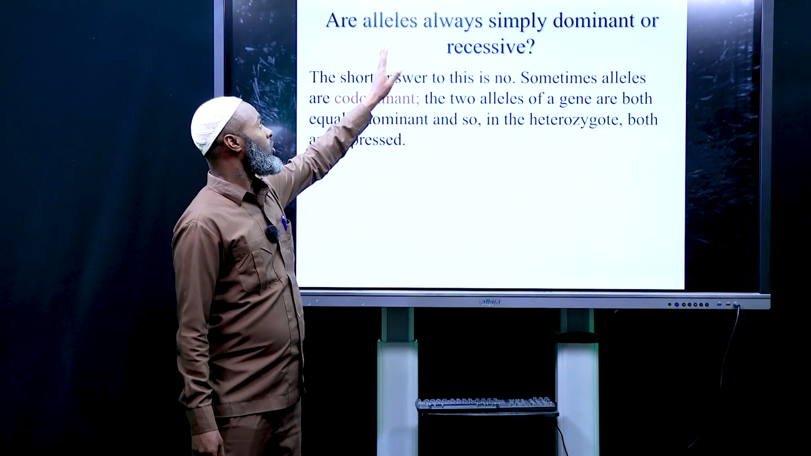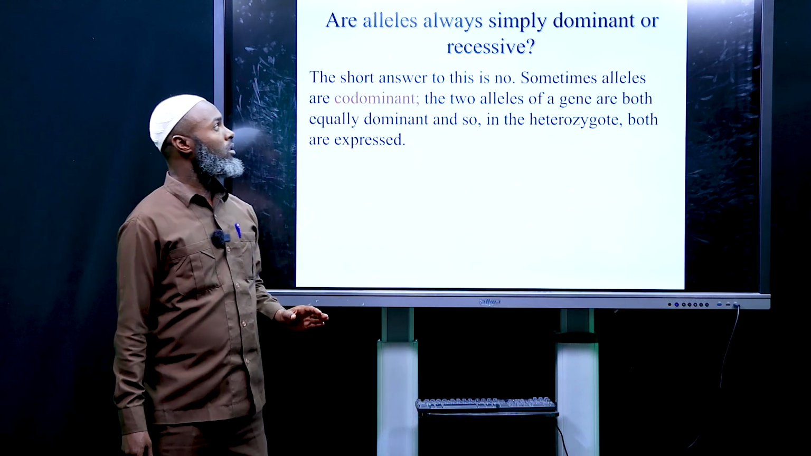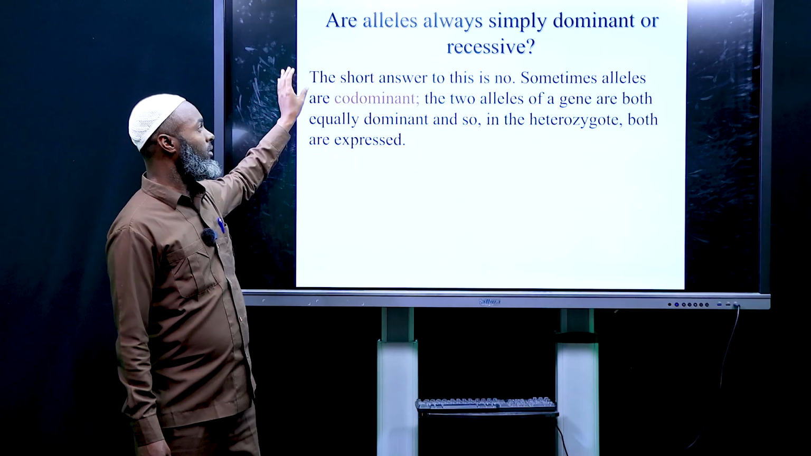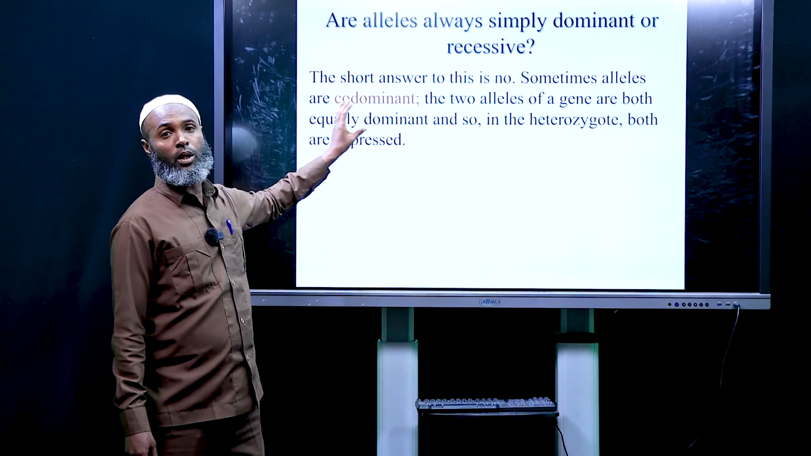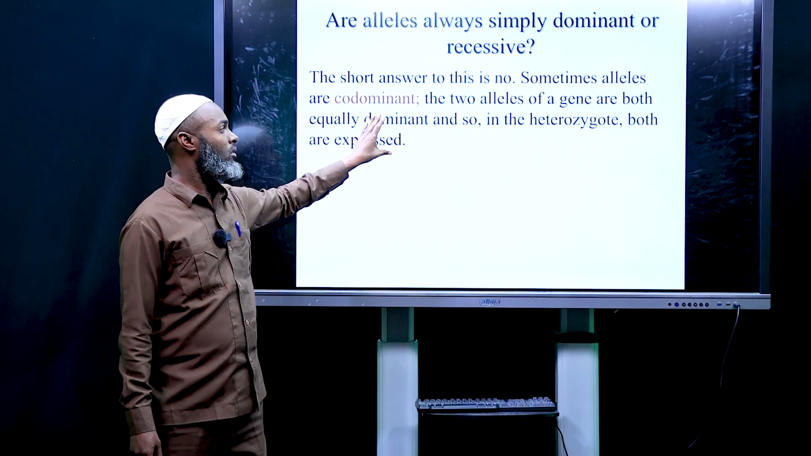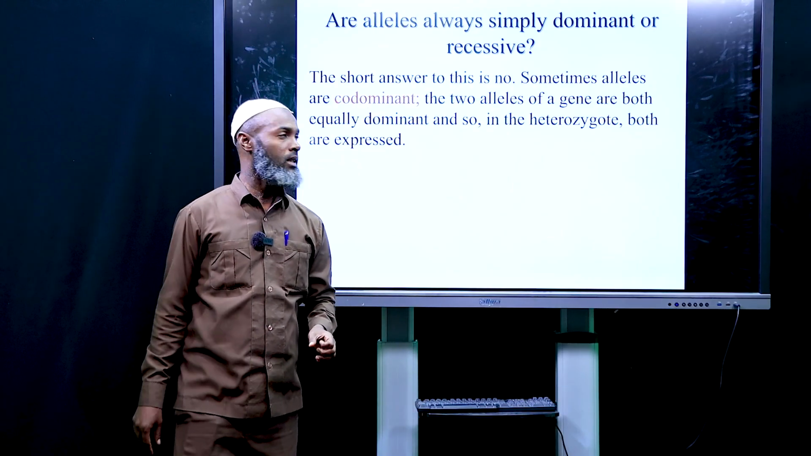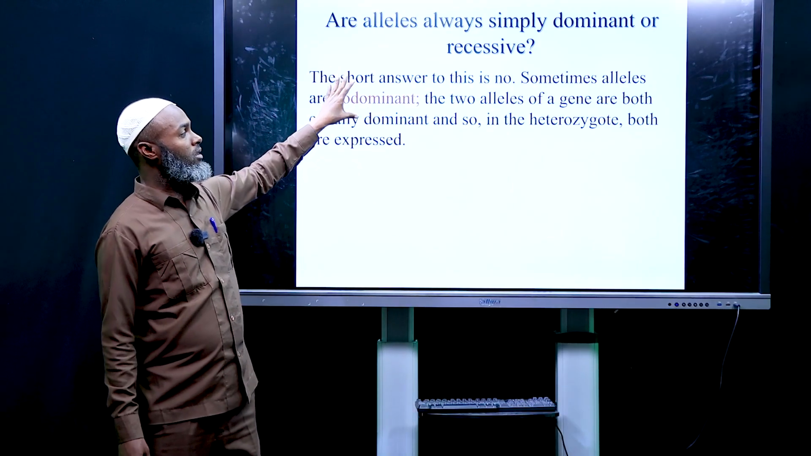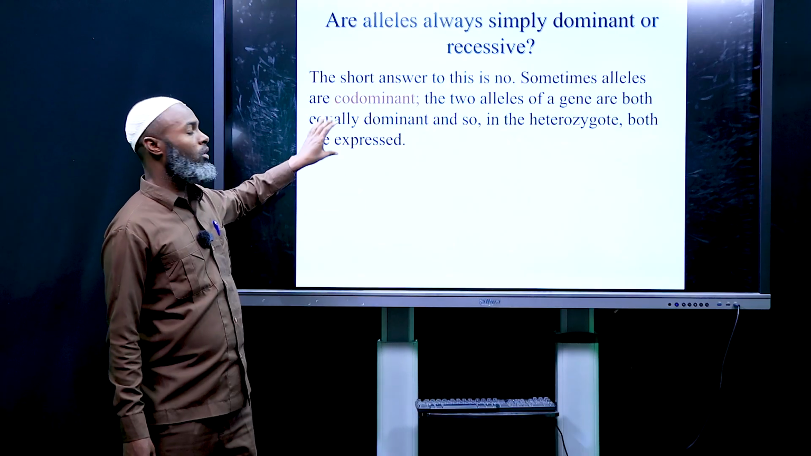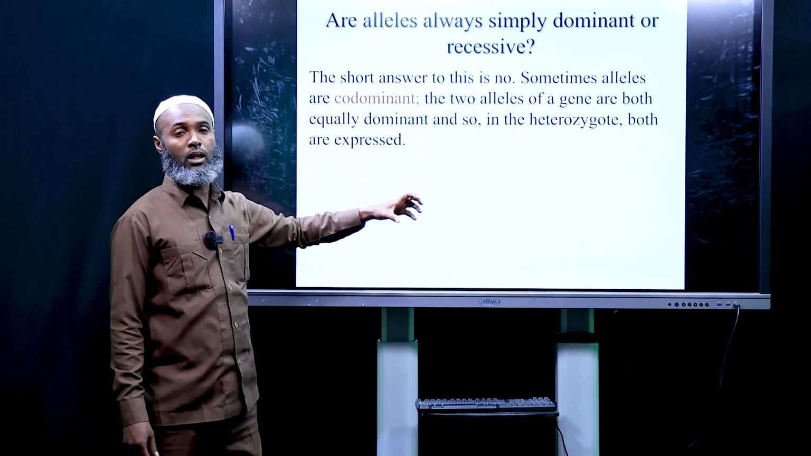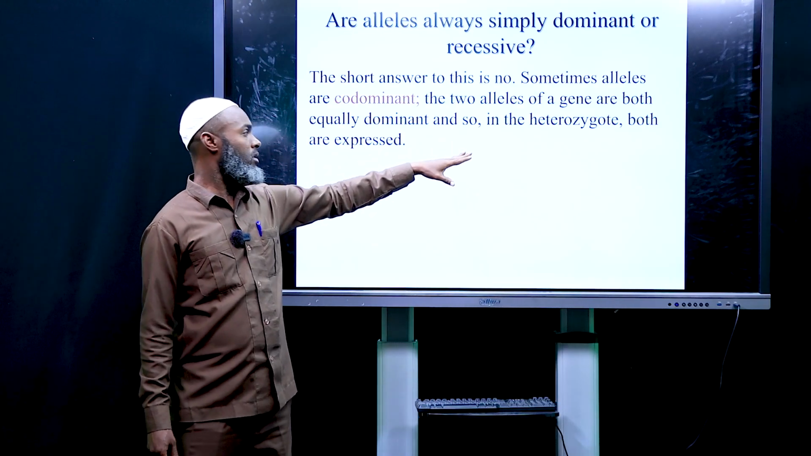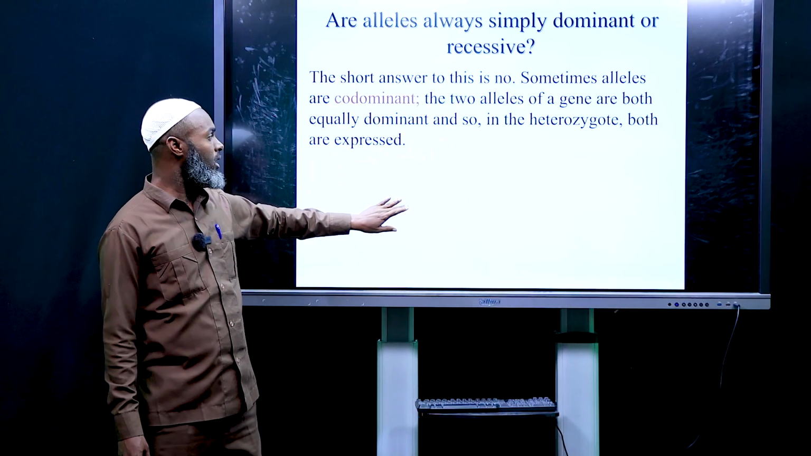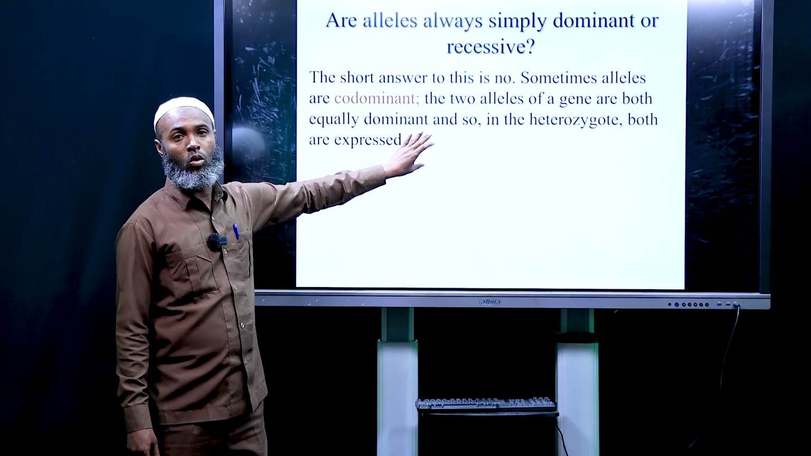Let's try to answer this question. Are alleles always simply dominant or recessive? The short answer is no. Sometimes alleles could be either codominant or show incomplete dominance. Codominance is when the two alleles of the gene are both equally expressed. In the heterozygous, both are expressed. So this is known as codominance.